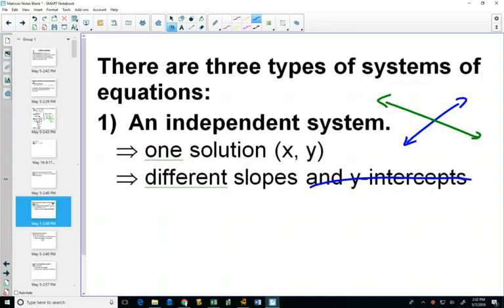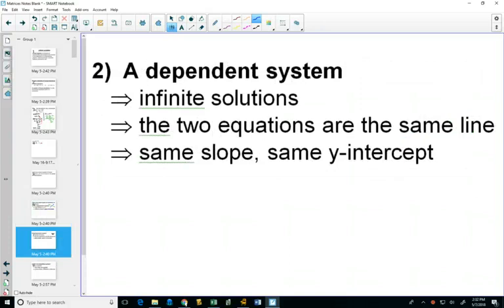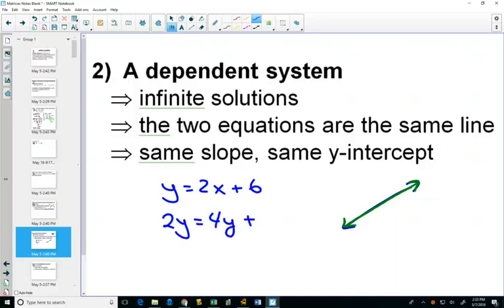A second system is a dependent system. This is where you have one line here, the other line here, and they're identical. The two equations may not appear to be identical when you first look at them, right? But when you simplify them, they are the same. Like y equals 2x plus 6 is the same line as 2y equals 4x plus 12.